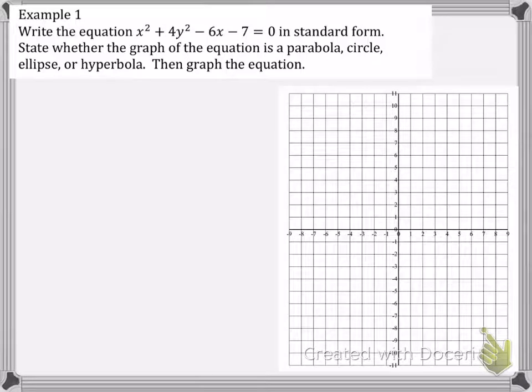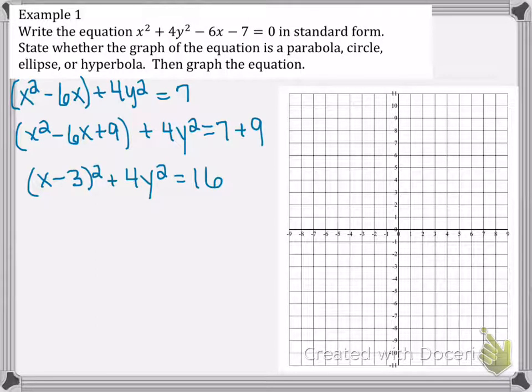So what we want to do is write the equation in standard form, and then once it's in standard form, state whether the graph of the equation is a parabola, circle, ellipse, or hyperbola, and then graph it. Take a minute and put this in standard form.